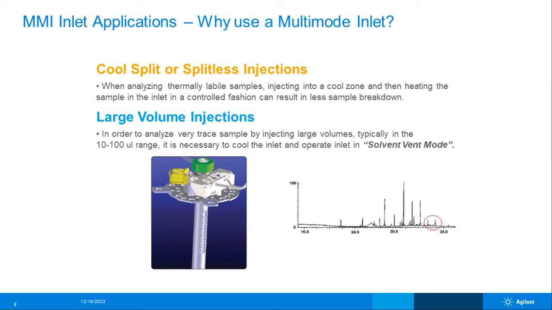Another application is doing large volume injections. Typically into the GC when doing liquid injections, you might only be injecting 1 to 3 microliters. However, there are times when it may benefit to do a larger range, say in the range of 10 to 100 microliters. If that's the case, your MMI inlet operates in a mode called solvent vent mode, where we're able to sweep that solvent off and hopefully preserve only the compounds of interest into the inlet and then onto your column.